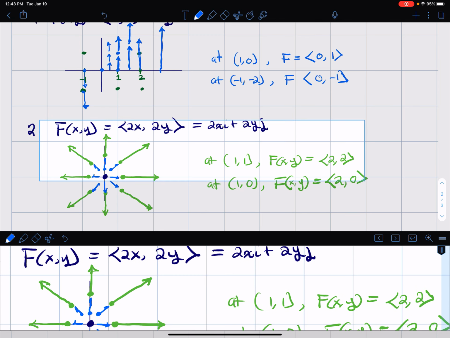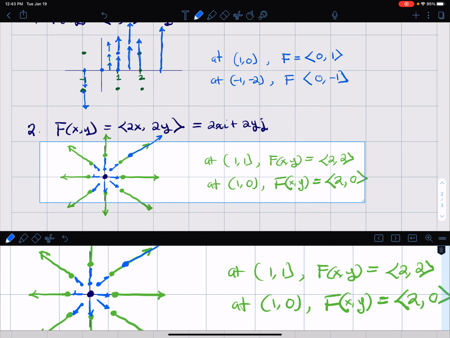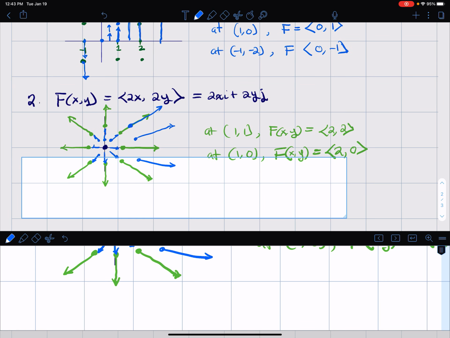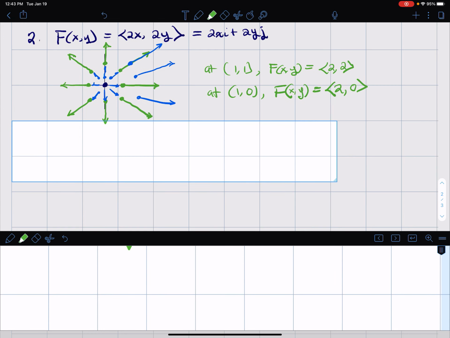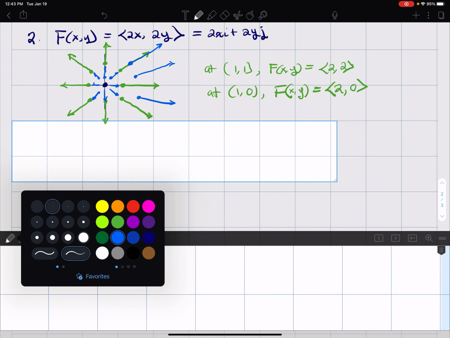All right, and if you pick points over here, your vectors are going to be longer, and so forth. They're going to be long vectors. Okay, so that's our vector field. All right, let's try one in R3. One example in R3.